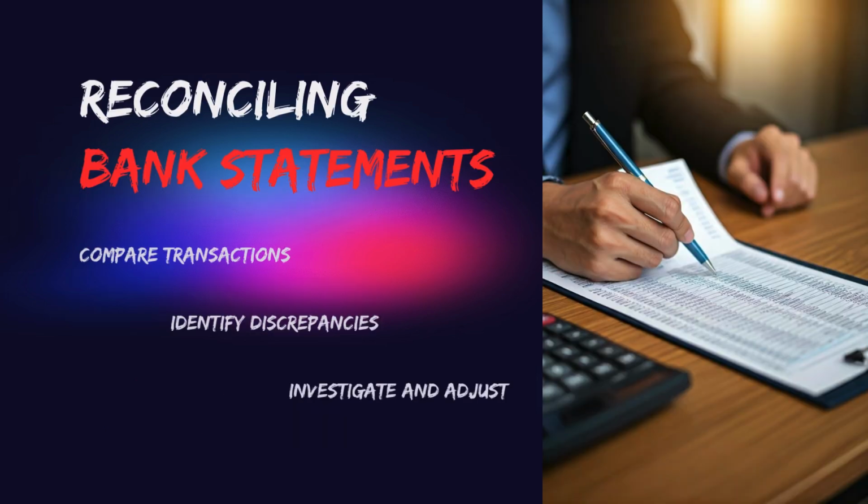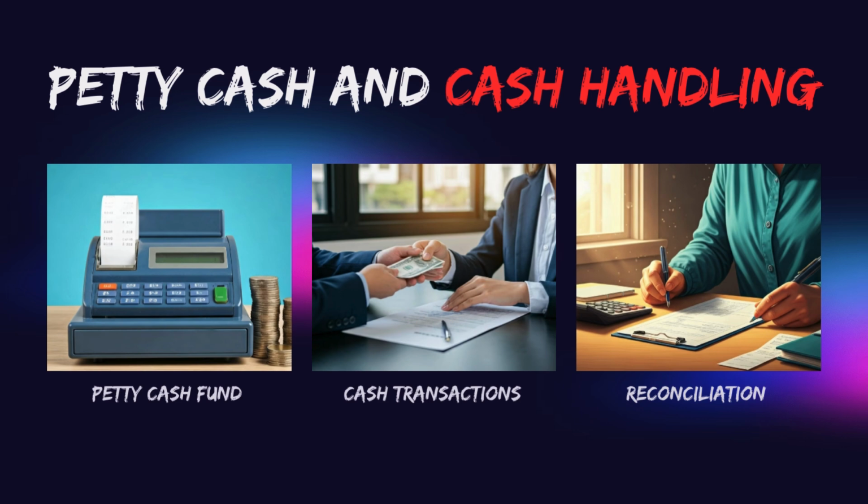Compare transactions. Match transactions from your books to your bank statement. Identify discrepancies. Look for any transactions that don't match. Investigate and adjust. Correct any errors and update your records. Petty cash fund. A small amount of cash kept on hand for minor expenses. Cash transactions. Properly document and receipt every cash transaction. Reconciliation. Regularly reconcile petty cash with receipts.